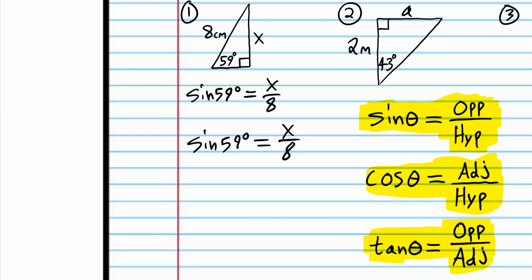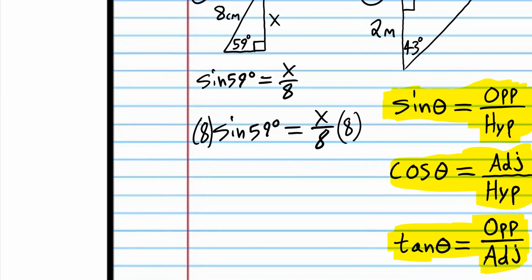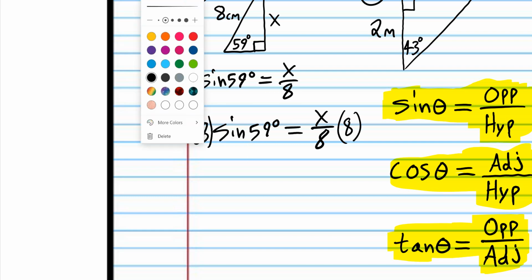Now, in a previous class, what I would do is I would write this over 1, and then we just cross multiply. And you can do that if you want. Then you would end up with 8 sine 59 degrees equals x. But what I'm going to do is just use the method we learned in my beginning algebra course. I'm just going to multiply both sides by the lowest common denominator, which is 8. And there's only one fraction, so whatever that denominator is, that's going to be the lowest common denominator. You could think of this as, again, over 1, and then our denominators would be 1 and 8. The lowest common multiple of 1 and 8 is 8.